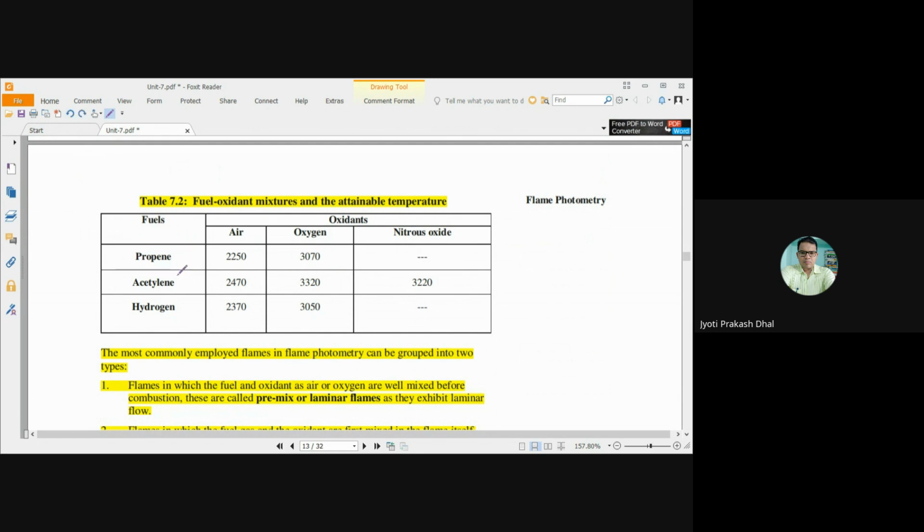Similarly, for acetylene fuel, if the oxidant is air, it will produce 2470, if the oxidant is oxygen, that will produce 3320, and if the oxidant is nitrous oxide, that will produce 3220. And similarly, if the fuel is hydrogen and the oxidant is air, that will produce 2370, and if oxygen is the oxidant, then that will produce 3050 degrees Celsius.